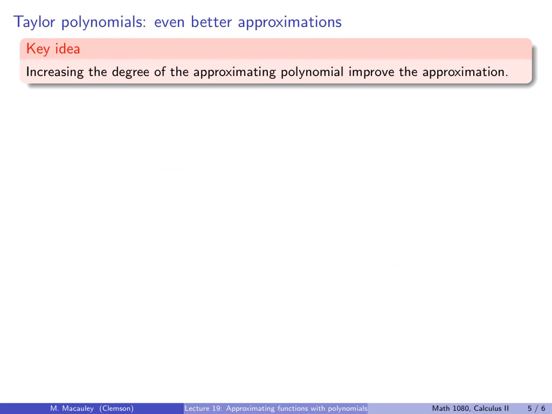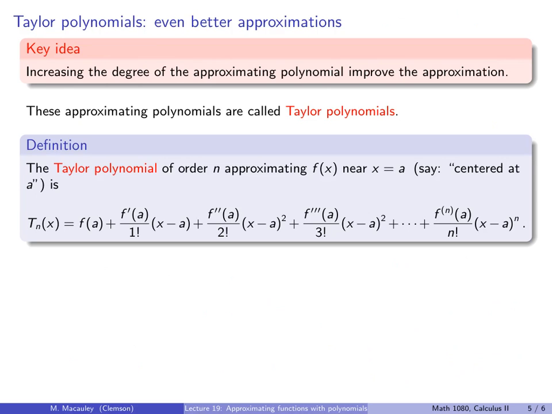So the key idea here is that increasing the degree of the approximating polynomial improves the approximation. Okay, so these approximating polynomials have a name. They're called Taylor polynomials. Formally, the Taylor polynomial of order n approximating f of x near some point a, sometimes we'll say centered at a, is this creature here.